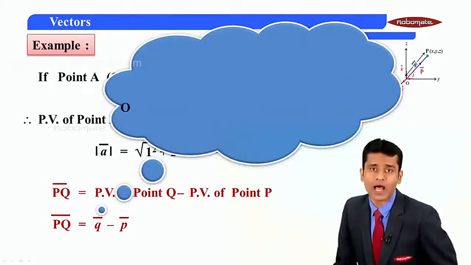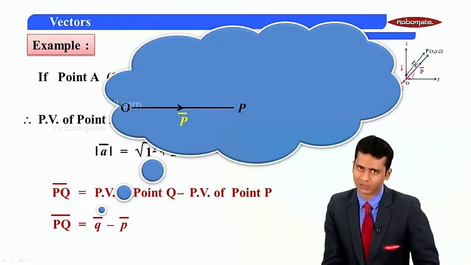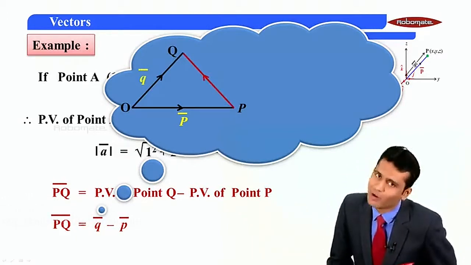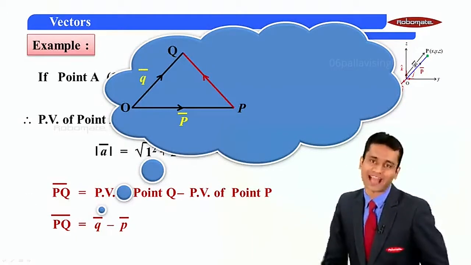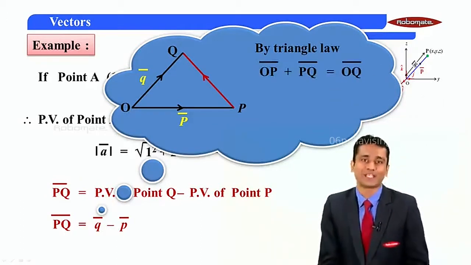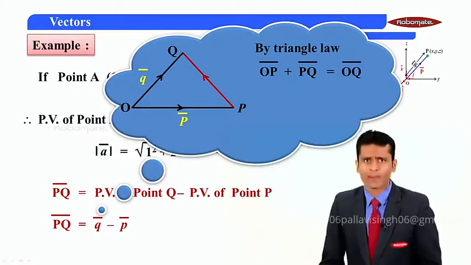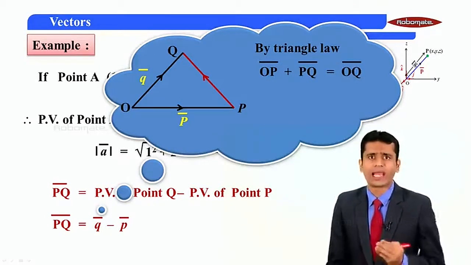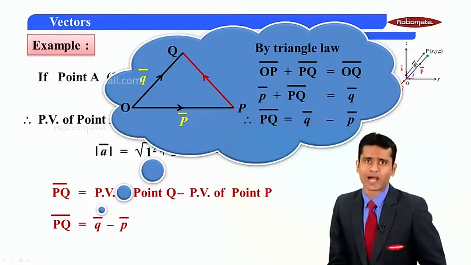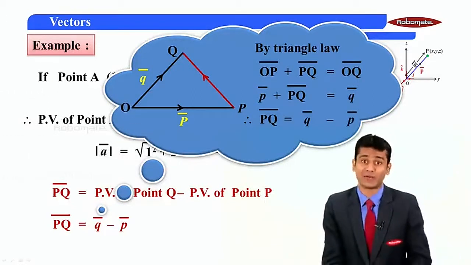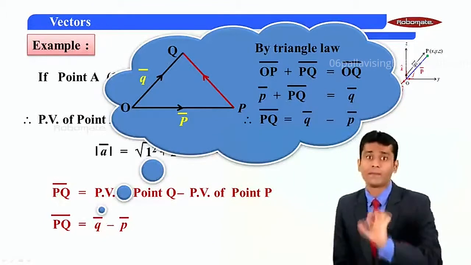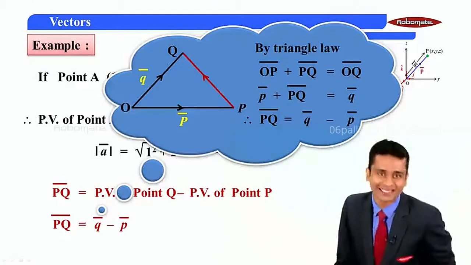Now you'll be wondering how this has been obtained. Let us see. Now I consider a vector OP bar, which is p bar, OQ bar, which is q bar, and I join PQ and form a triangle OPQ. Now apply the triangle law. So by applying the triangle law, OP bar plus PQ bar is equal to OQ bar. OP bar is p bar, OQ bar is q bar. Let us substitute. So we get p bar plus PQ bar equal to q bar. So PQ bar is equal to q bar minus p bar. Very correct. Position vector of final point minus position vector of initial point. AB bar, b bar minus a bar. CD bar, d bar minus c bar.